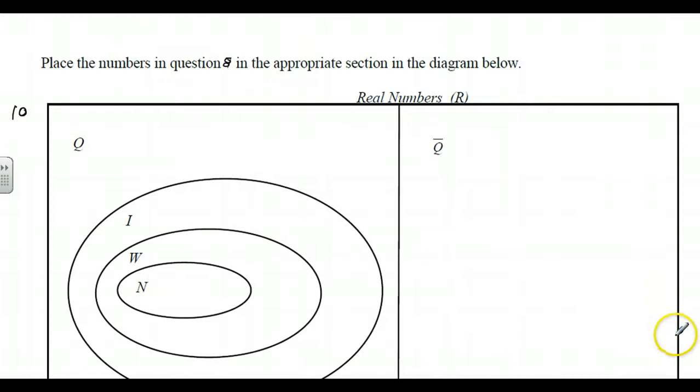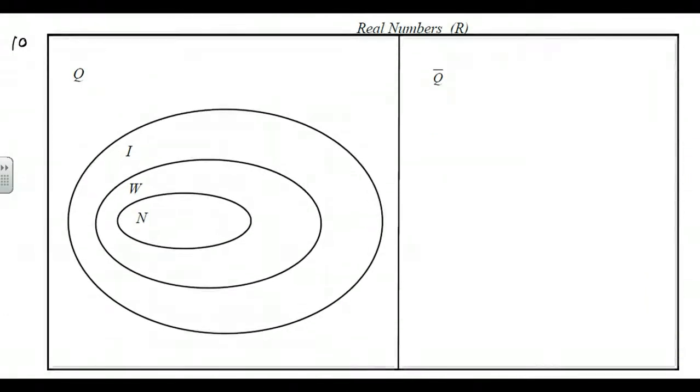So let's place the numbers in question 8 in the appropriate section in the diagram below. Now you notice that this box, okay, so we start with the natural, most restrictive set, add on the wholes, which is only the 0, and there was a 0 in the table, so let's put the 0 in there. And then the integers, and then all the things that are rational but not integers are out here. Irrationals in a separate box. Take them both together. The union of those two sets is the real numbers.